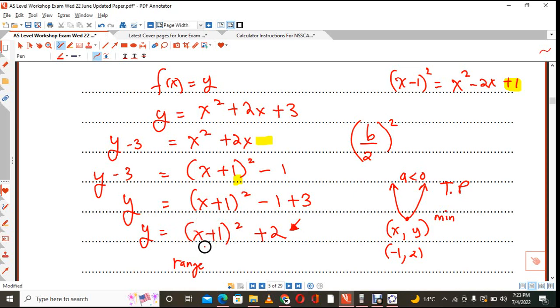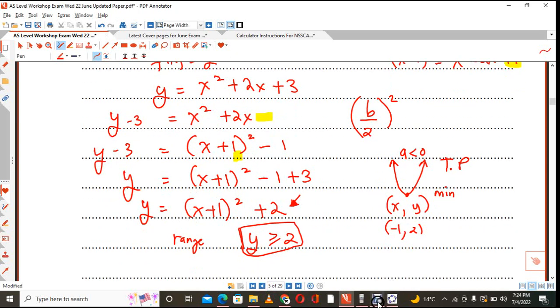It gives you the transformation or the translation of the function. So it means 2 units up from the x-axis, and then one place to the left. Obviously, it will cut the y-axis at 3. So the range is going to be y greater than or equal to 2. That is the range, the lowest point of that graph.